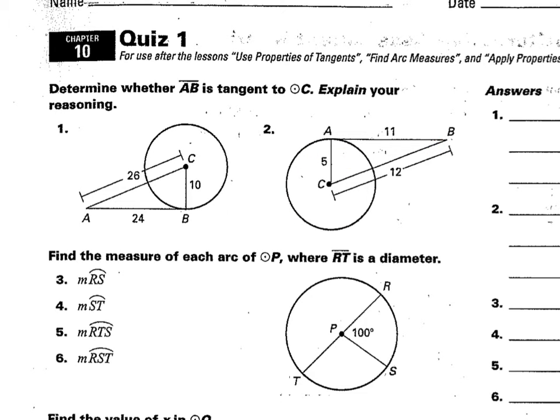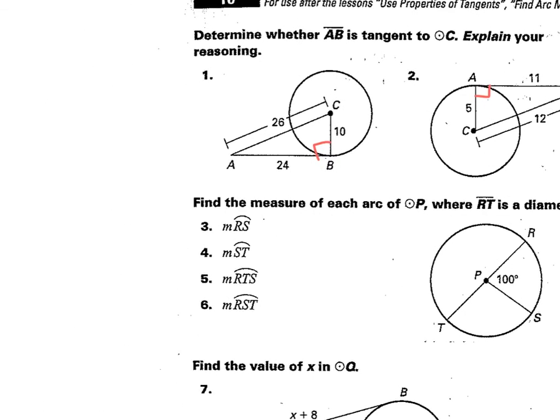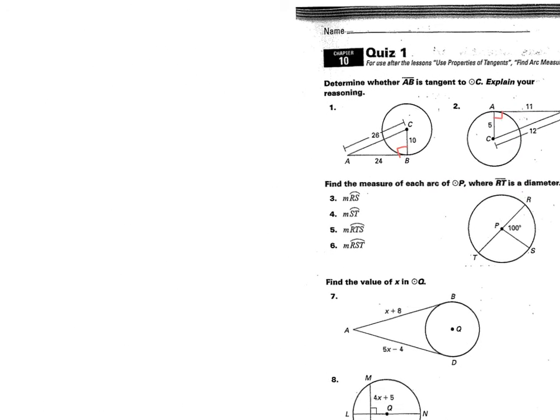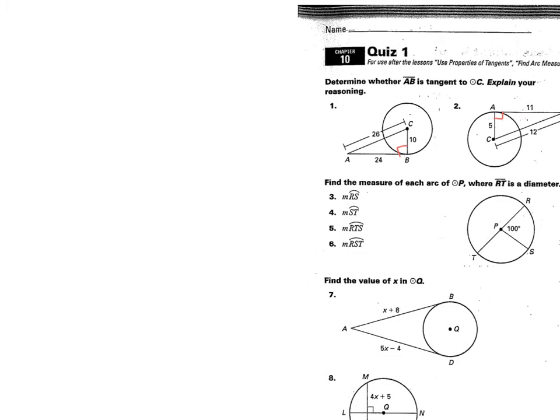Now, in order to be a tangent, you've been taught that the tangent has to make a right angle with the radius. How do we determine if it's a right triangle, you might ask? Well, we're going to use the Pythagorean theorem. So you're going to want to use a squared plus b squared equals c squared.